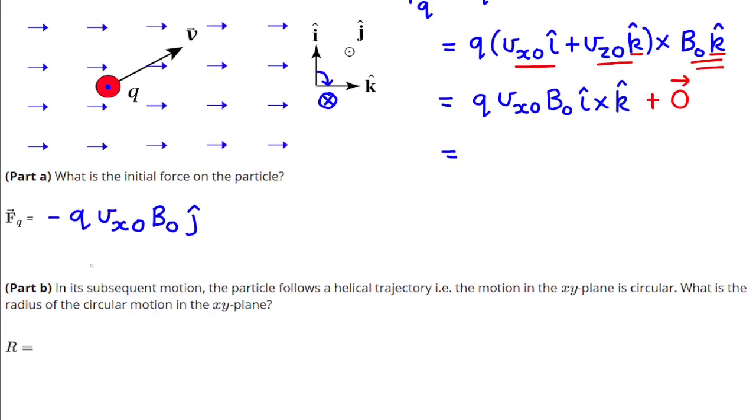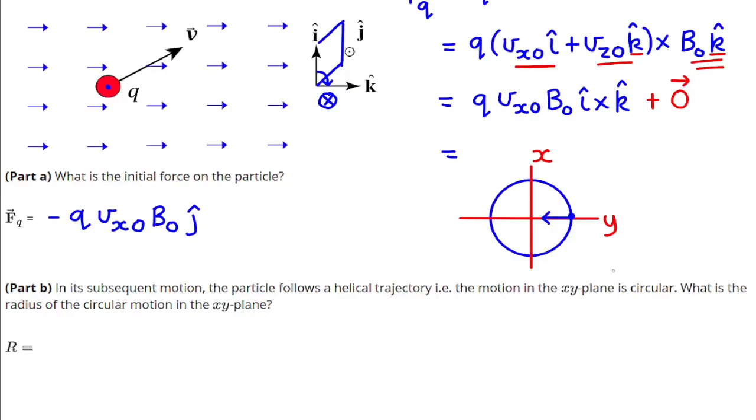In its subsequent motion, the particle follows a helical trajectory, so the motion in the xy plane is circular. What is the radius of the circular motion in the xy plane? Well, in the xy plane, our circle looks like this. So we have the axes in the x or i hat and j hat directions. And as we said, our force on the particle acts in the minus j direction.